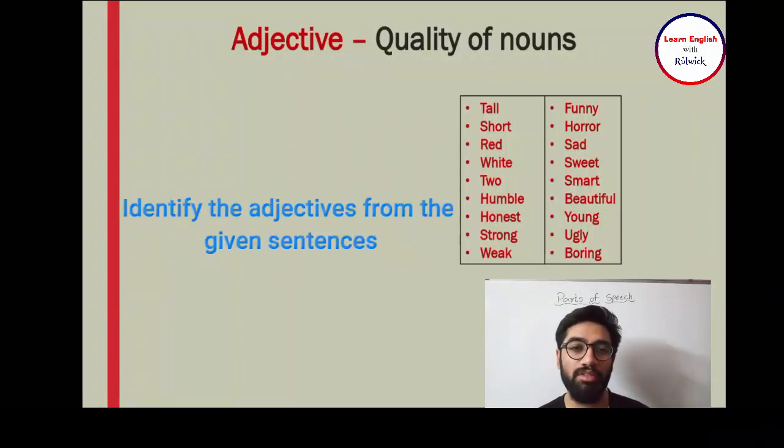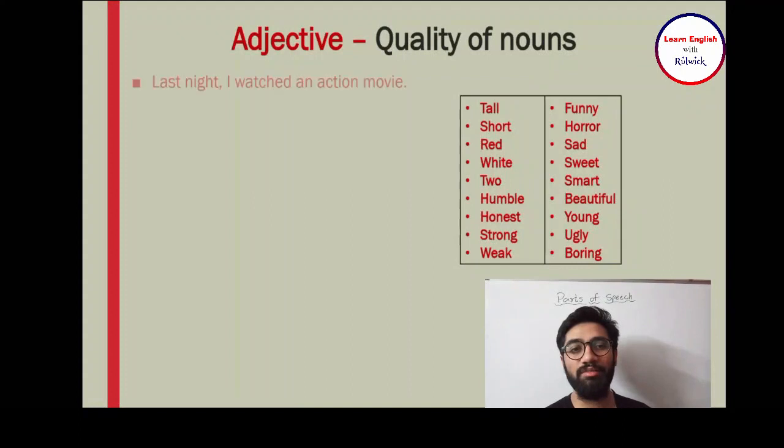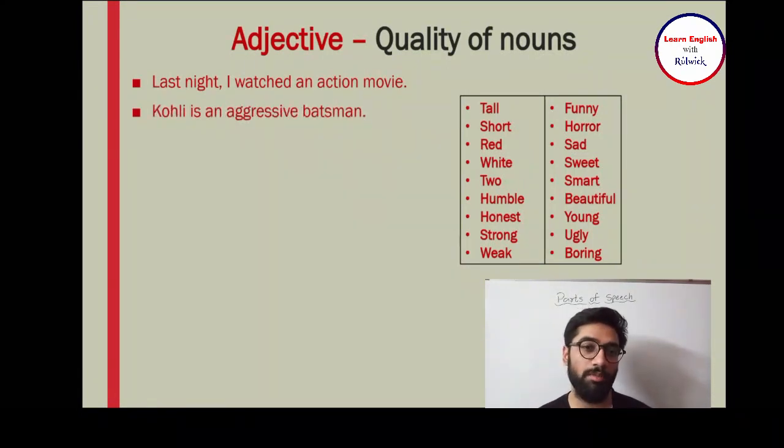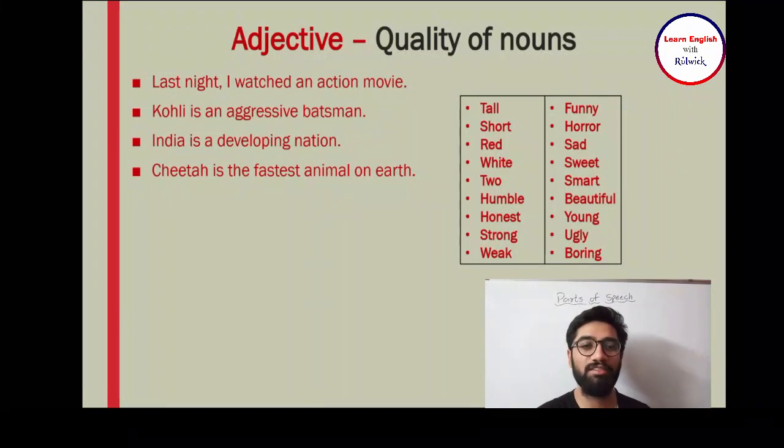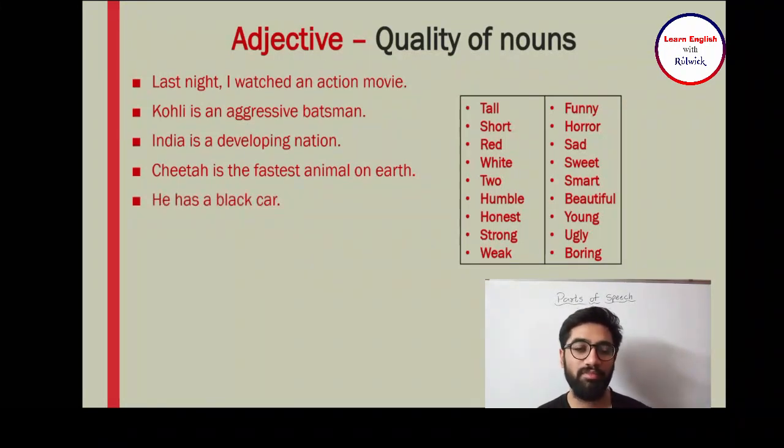Now here, it's your turn. You have to identify the words which qualify the nouns. Here we go. The sentences are: last night I watched an action movie. Let me give you a hint. There are two adjectives present in this sentence. Kohli is an aggressive batsman. The word which talks about the personality is an adjective in this sentence. India is a developing nation. Cheetah is the fastest animal on earth. Okay. And the last, he has a black car.